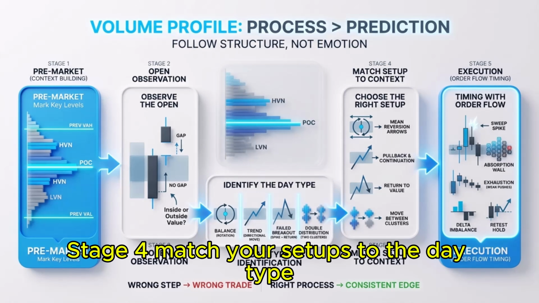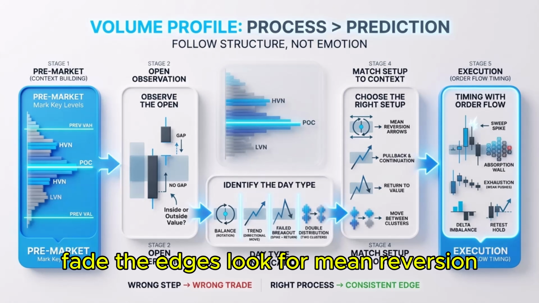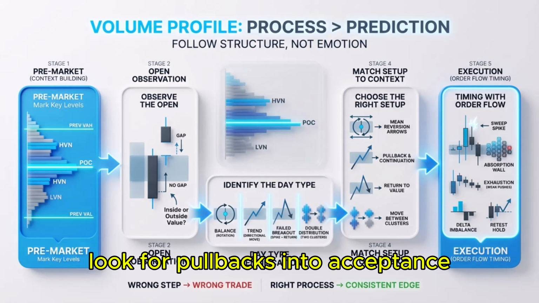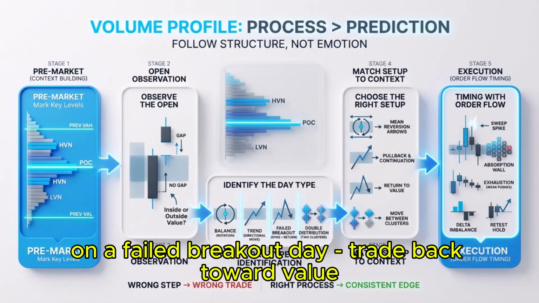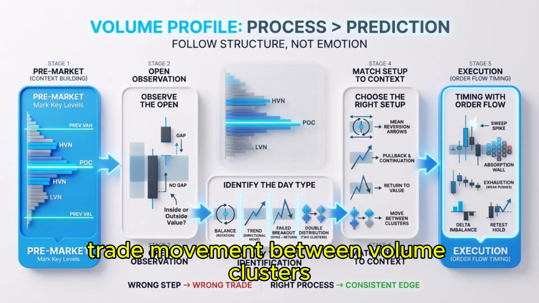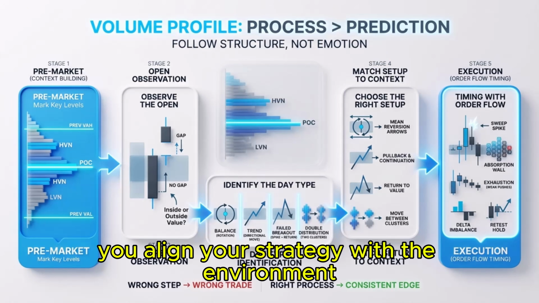Stage 4: Match your setups to the day type. Now you adapt. On a balance day, fade the edges. Look for mean reversion. On a trend day, focus on continuation. Look for pullbacks into acceptance. On a failed breakout day, trade back toward value. On a double distribution day, trade movement between volume clusters. Professional thinking: you don't force trades, you align your strategy with the environment.